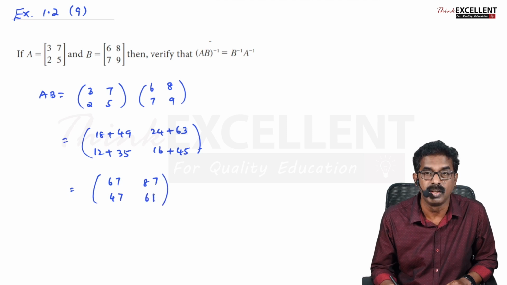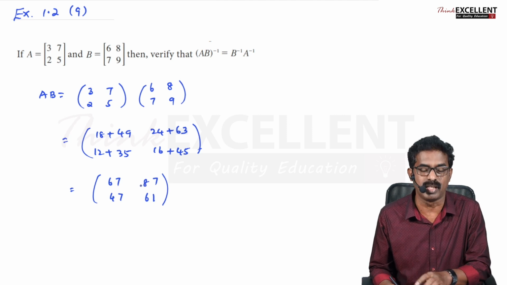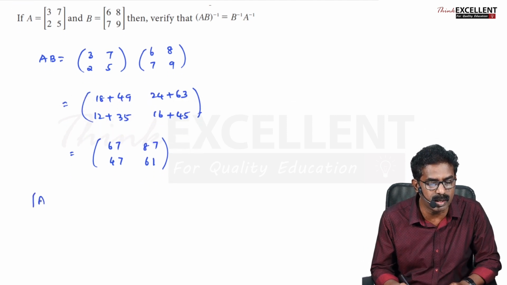So this is AB. So we want AB inverse. So you need the determinant value and the adjoint value, right? So you find the determinant of AB.